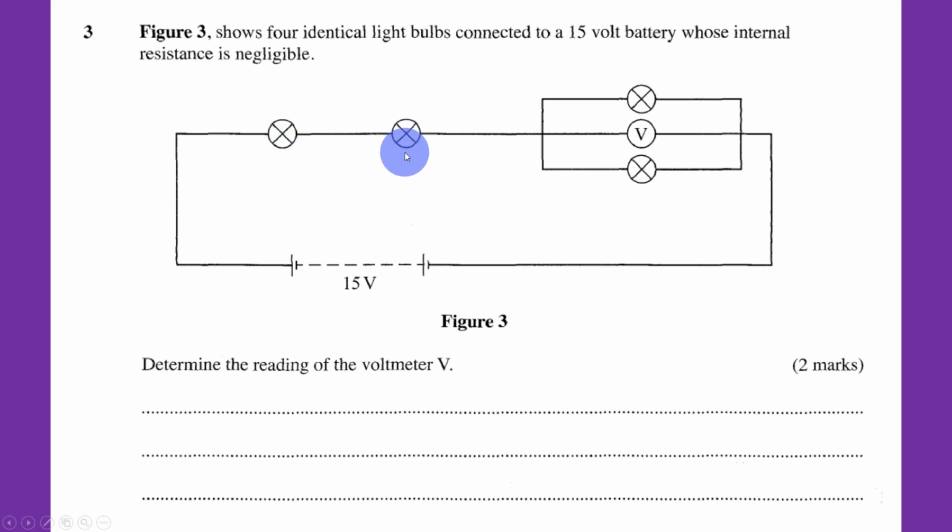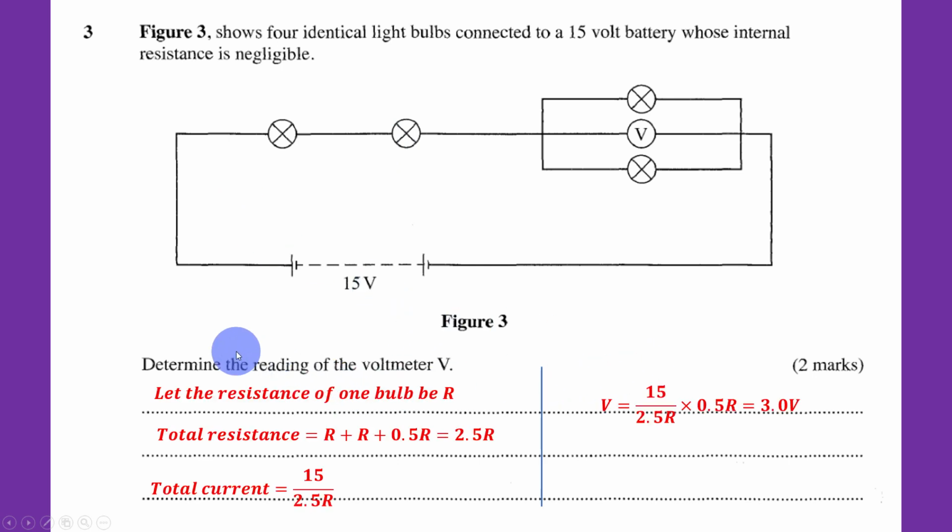So R plus R, 2R. And this R and this R are connected in parallel. So the total resistance over here will be 0.5 R. I add that 0.5 to 2R and I get 2.5 R. Using that, I'm able to get the total current flowing, because I need the total EMF divided by the total resistance. So again, let's see what I've already worked out.